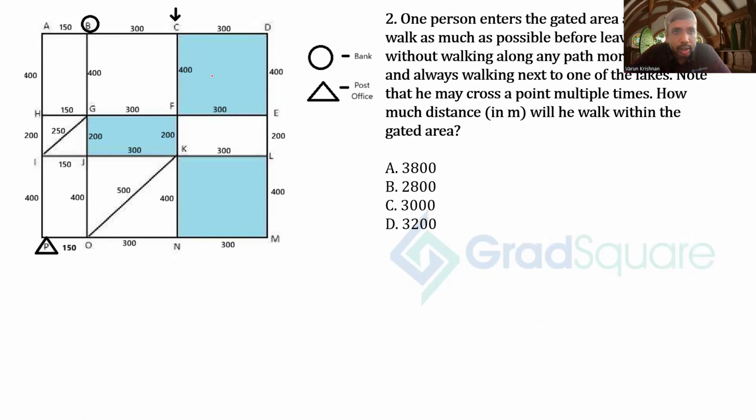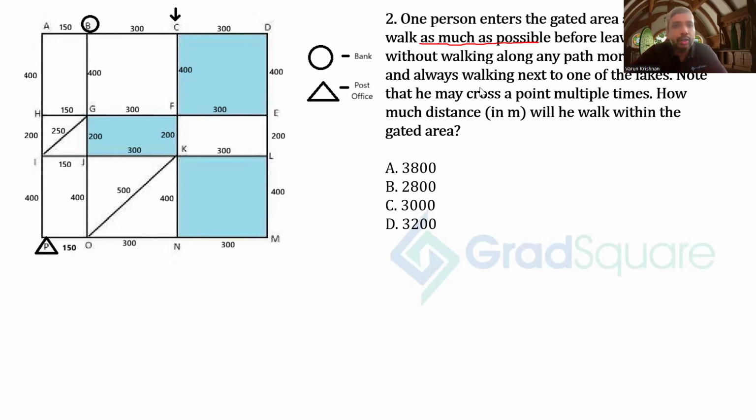The blue regions are the lakes, and he's entering through C and he has to exit through C. Even the remaining parts he can touch twice, and we have to calculate the maximum distance. Or how much distance will he walk along the gated area? And he is trying to walk as much as possible, so I have to calculate the maximum distance that he can travel. If he has to come into C, exit through C, walk along the lakes, then the path is very simple to understand, right?